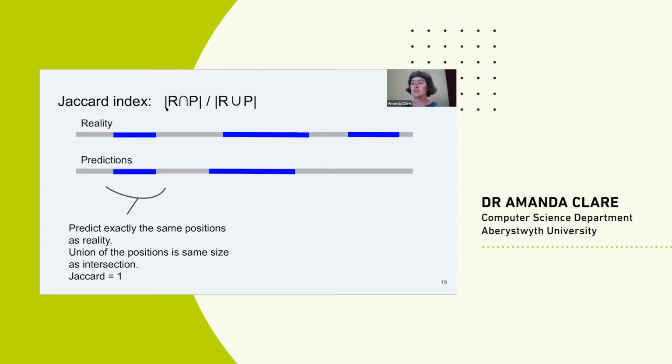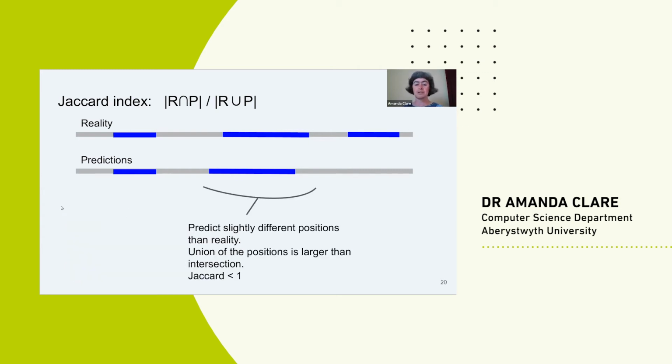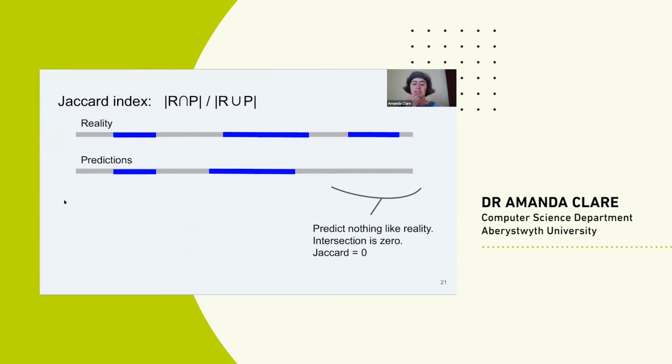Oh, if anyone's unsure, these vertical bars are representing the size of a set. So the size of R intersect P and the size of R union P. Yeah, and then if we move to the middle case, here we're predicting slightly different positions than reality. So the union of the positions is larger than the intersection now. So this Jaccard index will be some smaller number divided by some larger number. So the Jaccard index is less than 1. And then if we move to the final case, here we're predicting nothing like reality, and the intersection is 0. So the Jaccard is 0.